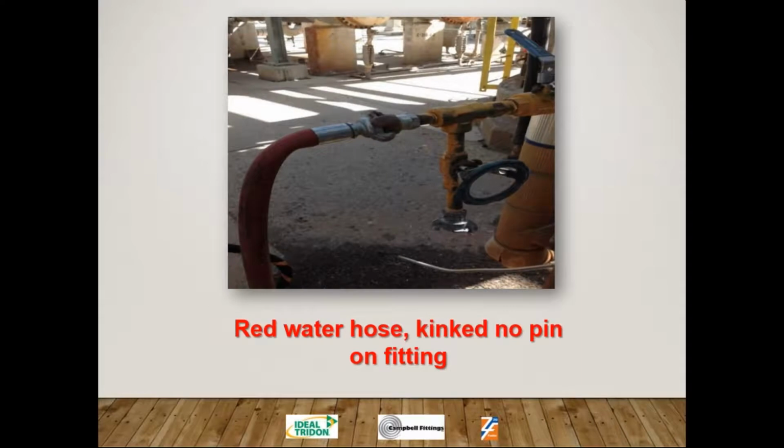So now we have a universal fitting. It's on a red water hose. The drop is a horizontal drop, so the hose has a little bit of a kink bend to it. So it's not really doing that hose any favors in terms of service. The hose is crimped, which is fine, except it still needs to be pinned.